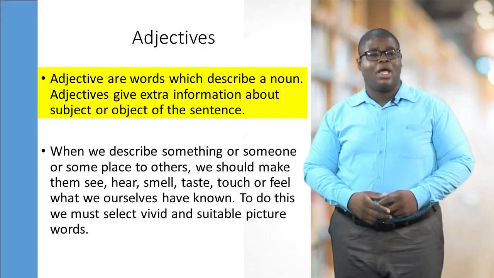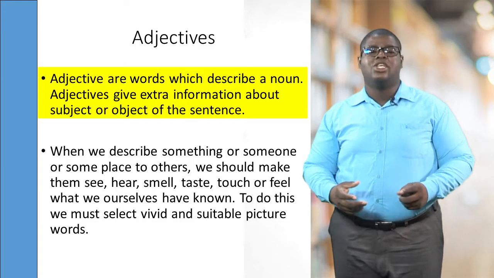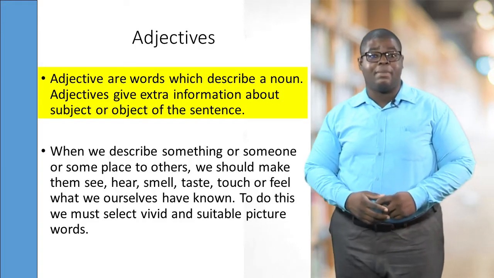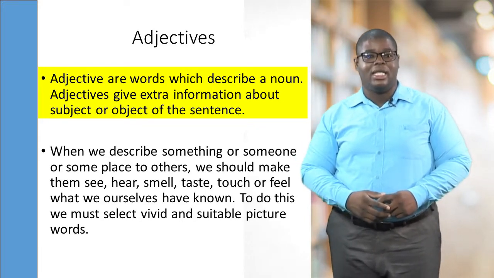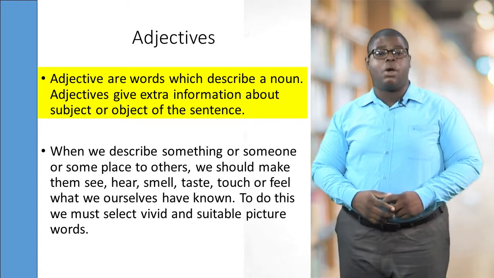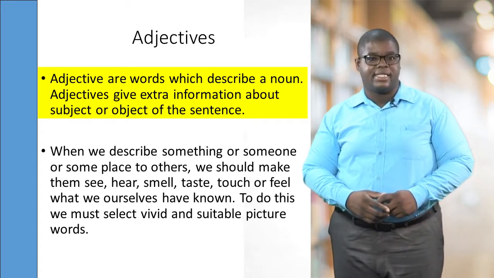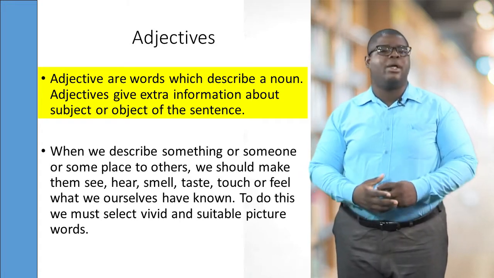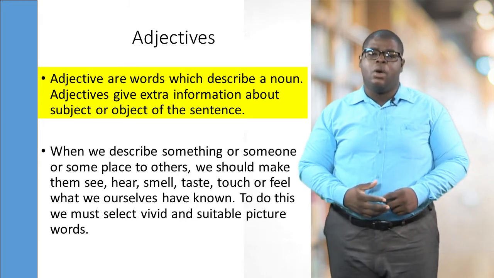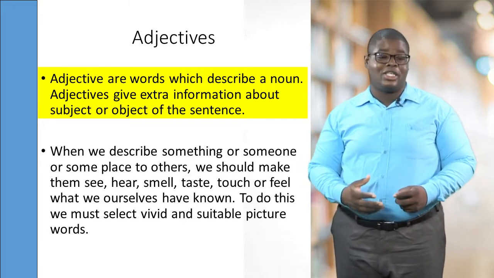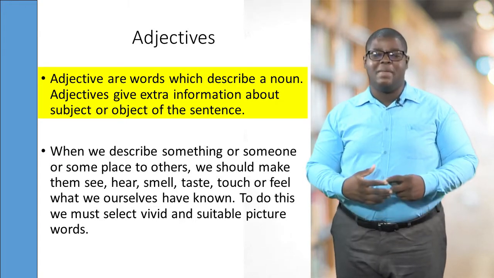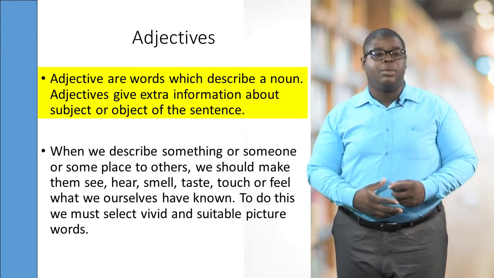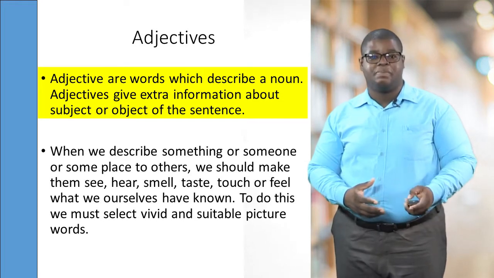Let's go. Now, adjectives are words which describe a noun. Adjectives give extra information about the subject or object of the sentence. So we already know this. When we think about adjectives, we say what? Adjectives are describing words. They are the main device that we use in description.